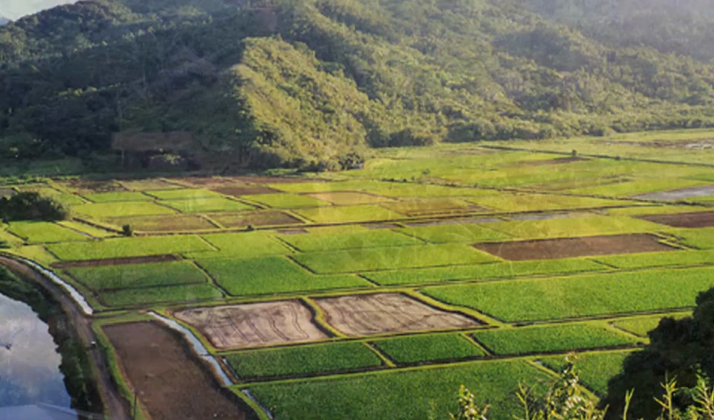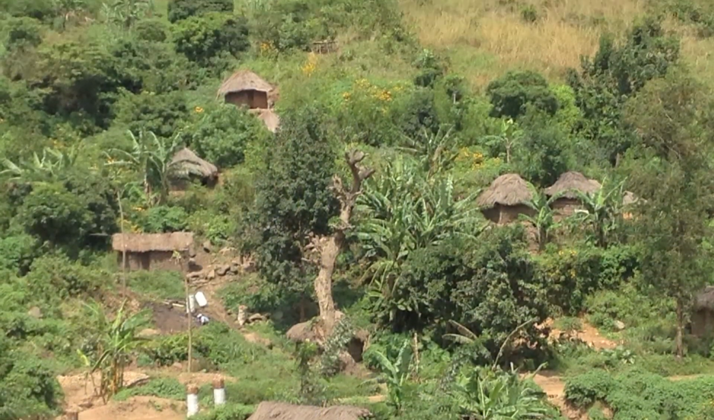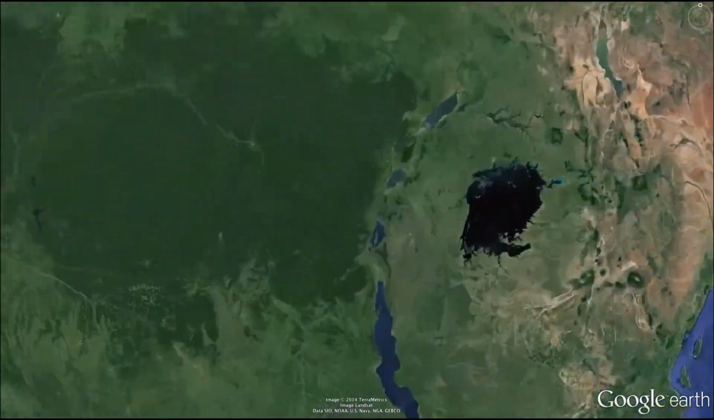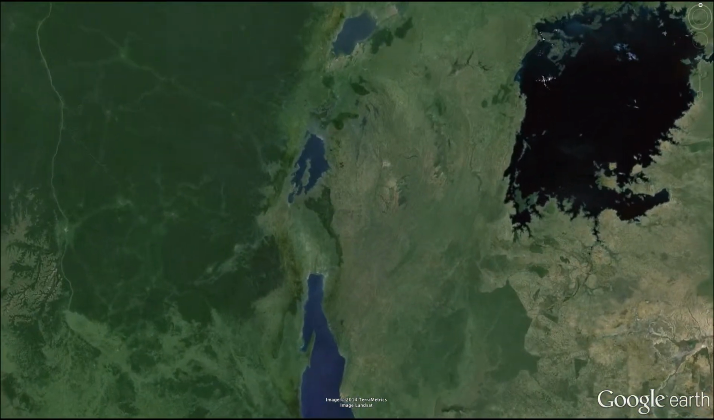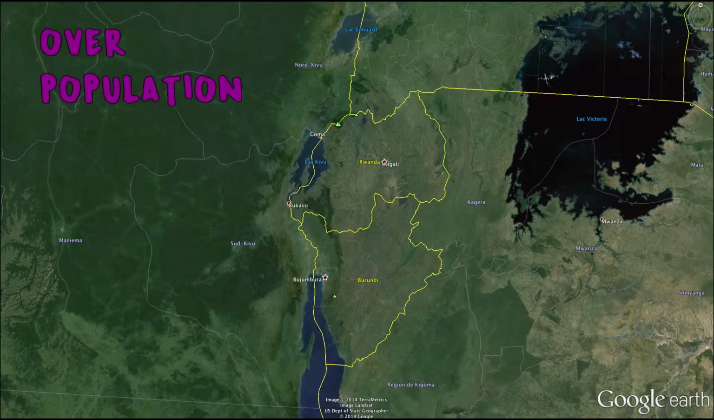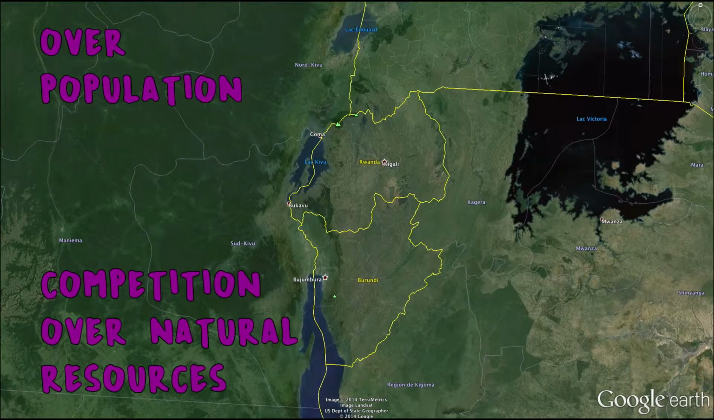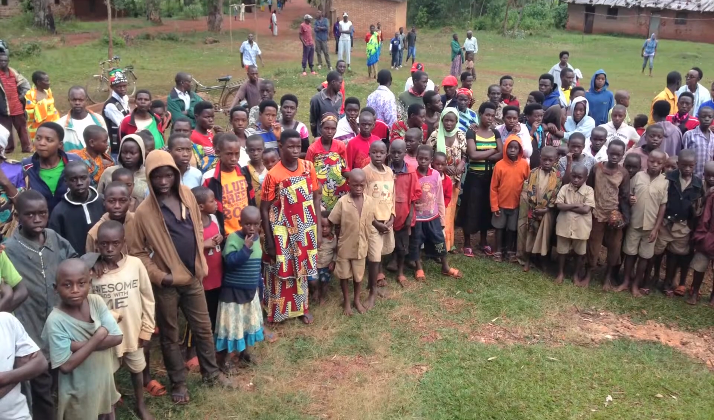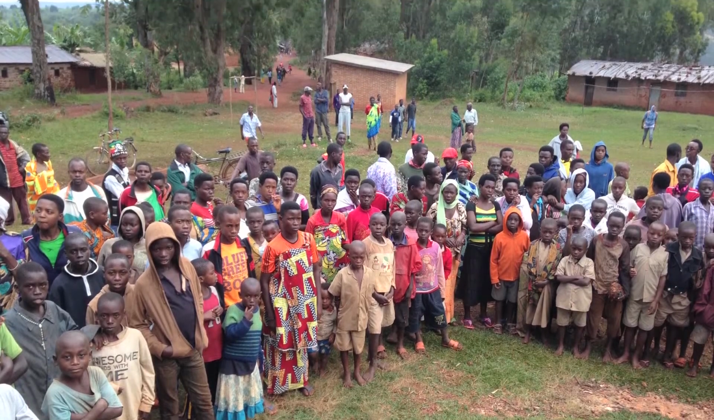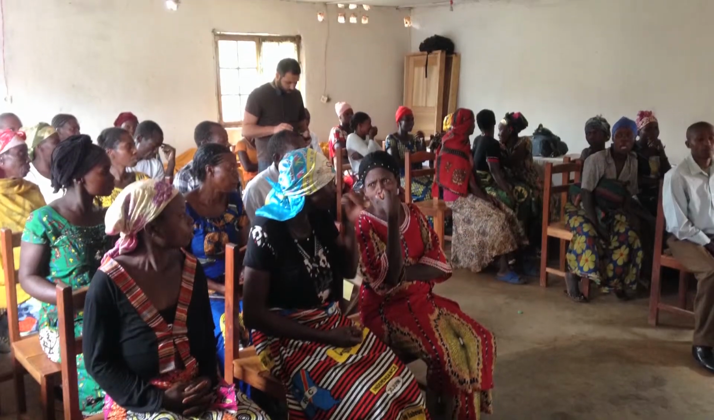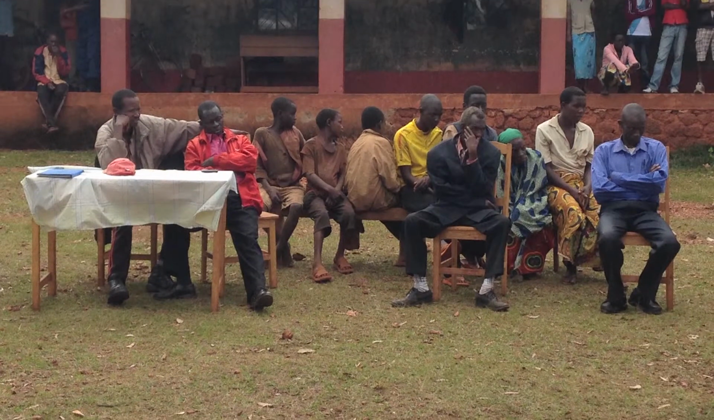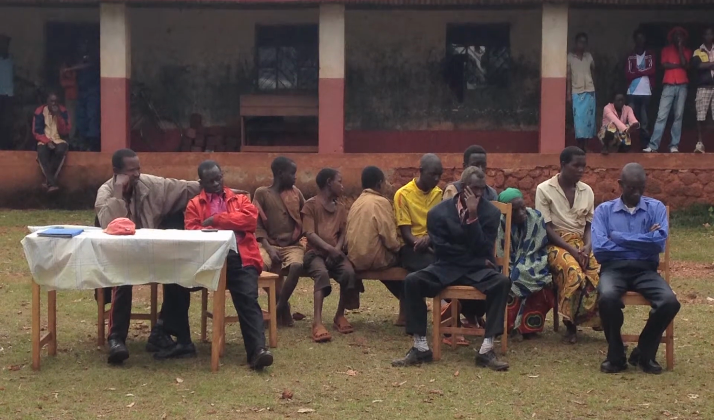Doing research on land dynamics and agrarian change is complex, and all the more so when working in a region such as the Great Lakes region of Africa. The region is characterized by overpopulation, extreme competition over natural resources, and a history of violent conflict. Doing research in such an environment can be challenging. In this video, we illustrate an innovative methodology that can help overcome some constraints the researcher may face.